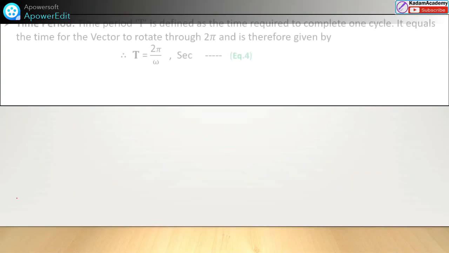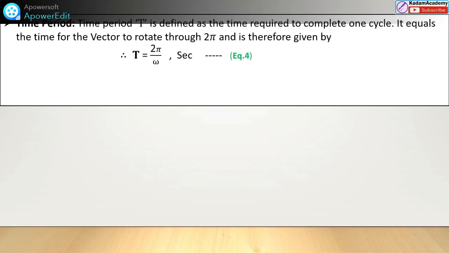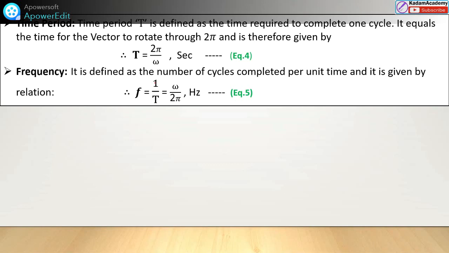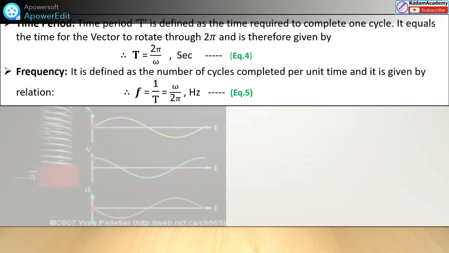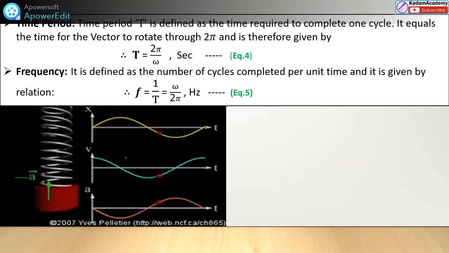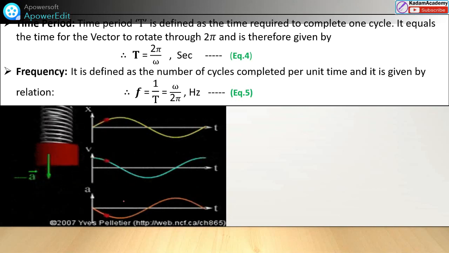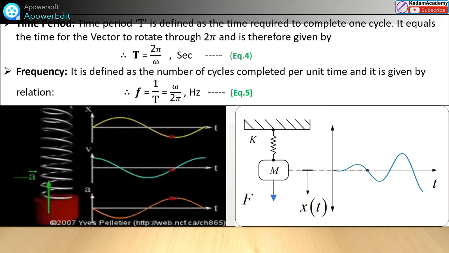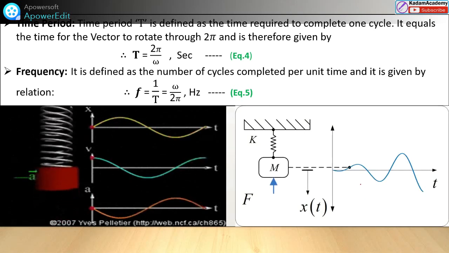You can also calculate the time period. T is equal to 2 pi by omega. Omega we already know; you can calculate it from the differential equation solution of that SHM. And frequency f is equal to 1 upon T or omega by 2 pi in hertz. This is equation 5. See, this is one spring and mass system. Here it is moving, and the different waves are shown: cosine and sine waves. That may be displacement, velocity, and acceleration. This is one of the diagrams.